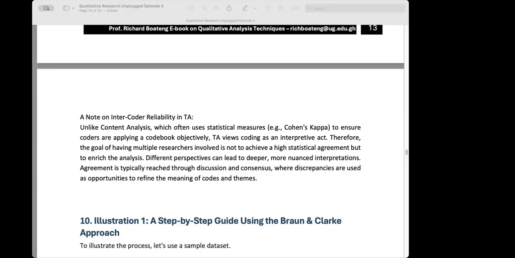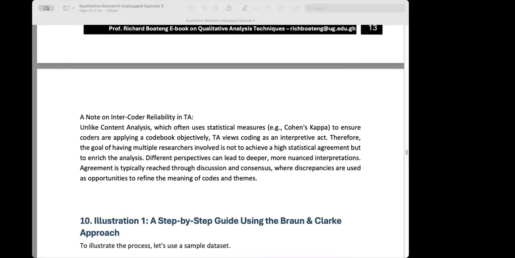Absolutely. These discrepancies are not seen primarily as problems to be eliminated or sources of error. Rather, they are viewed as valuable opportunities to refine the meaning and boundaries of codes and themes, to explore alternative interpretations that one researcher might have missed, to challenge assumptions, and to ultimately strengthen the overall analytical rigor and depth.